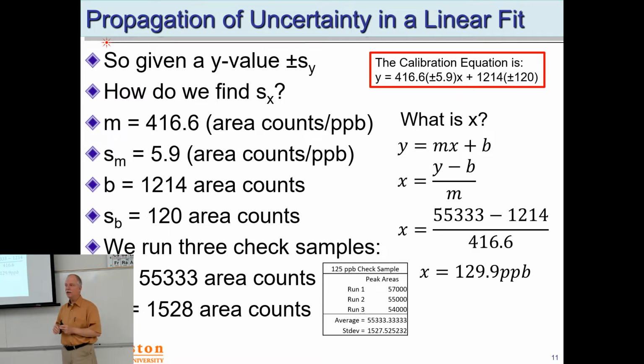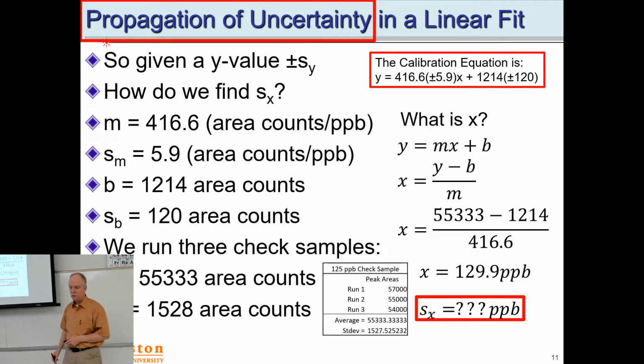Everybody catch that? Is our check sample value, the 125 parts per billion, within the uncertainty of our measurement? We don't know yet because we haven't calculated the uncertainty in X. So you can't just look at this and say, oh, our calibration is no good. It might be very good. We might have some uncertainty in our measurement, and 125 is within that uncertainty, and so we're good. Or we might be very precise and have a bias, and then we need to figure out what's giving us a biased result. And so this is what we need to use the propagation of uncertainty to do, is to find that S sub x.